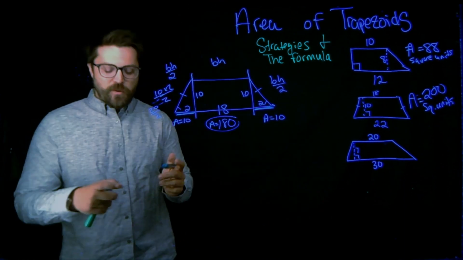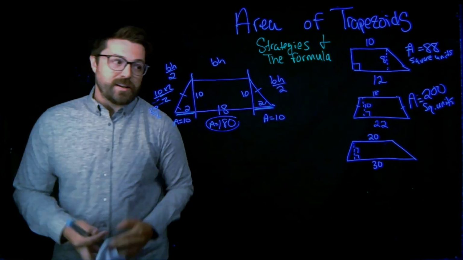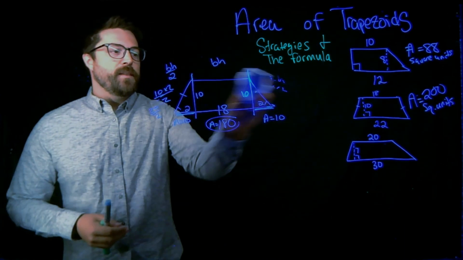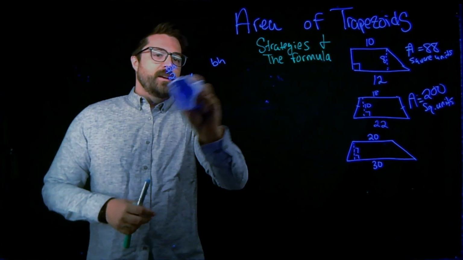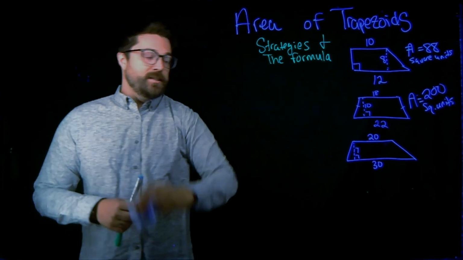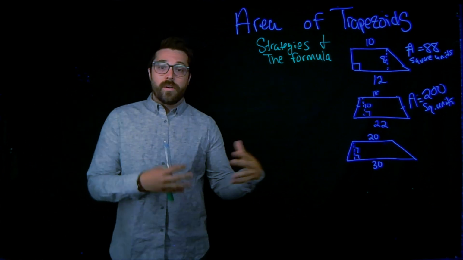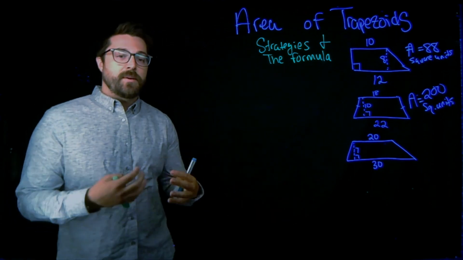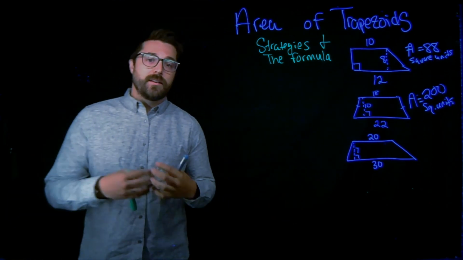All right, so for our third and final type of trapezoid, this is one that neither has a right angle or is isosceles, and so this is going to make the way that we think about it a little different.